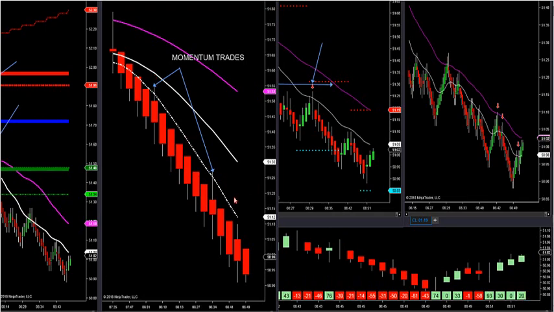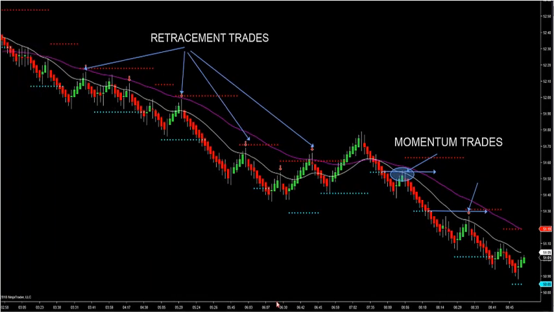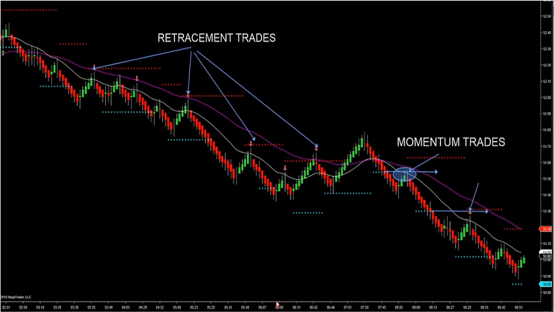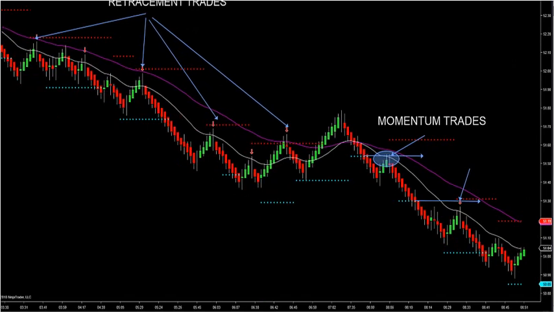So how do we time it? What I do is I'll go over to my symmetry chart. Symmetry dots are something that we use. They're worthless all by themselves, but they're great with trend direction. So I want to look for either a retracement trade or a momentum trade. These last two were momentum sells. What's the difference in the trade?